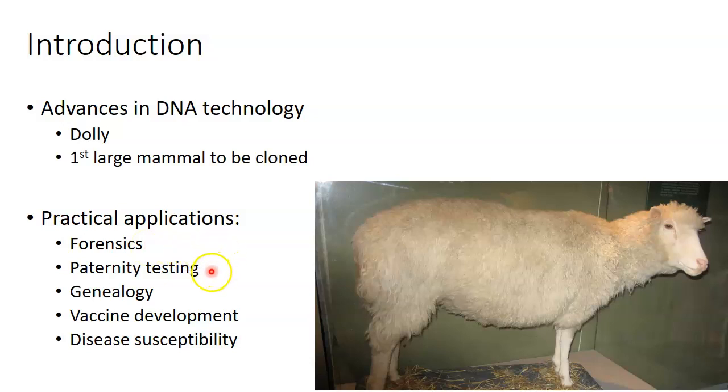We can also use DNA technology in paternity testing. Same idea, you would take genetic information, so DNA from the child as well as two parents, and look at the banding pattern that's produced when we do a gel. If the banding pattern of the child matches the two parents, that's a pretty good indication of paternity. There are other ways that we can look at that as well. Genealogy, figuring out who's related to who, looking at family trees. We use DNA technology in vaccine development, and we also use it looking at disease susceptibility.